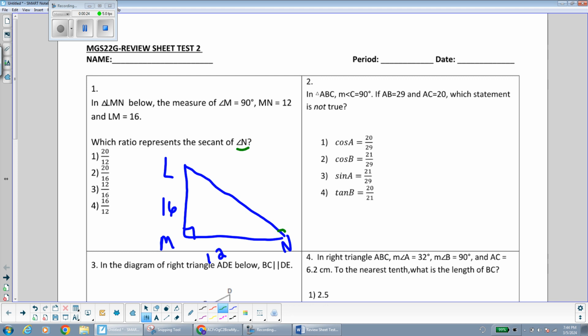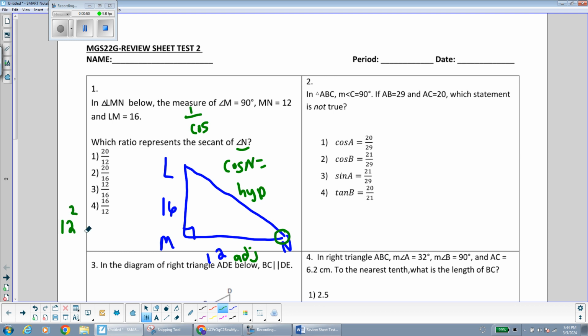So we're focusing on angle N, and secant is the reciprocal of cosine. So it's 1 over cosine, which is the same thing as taking cosine and flipping it over. That's what the reciprocal is. So cosine of angle N is adjacent over hypotenuse. Now, I don't know what the hypotenuse is, so I can find it using the Pythagorean theorem.